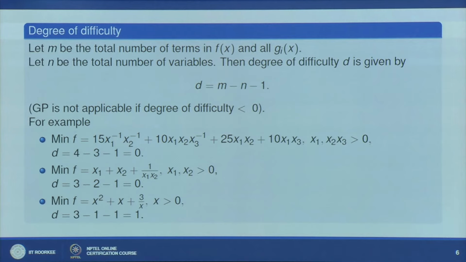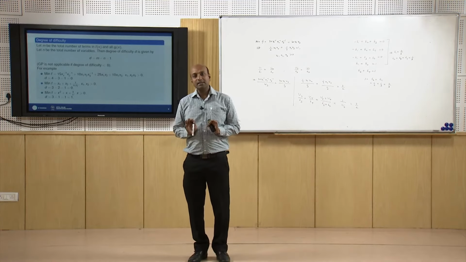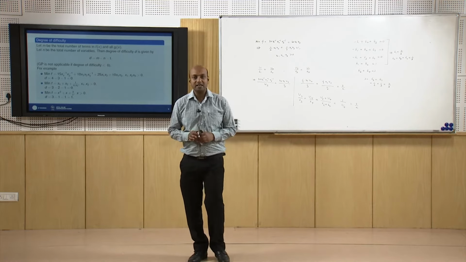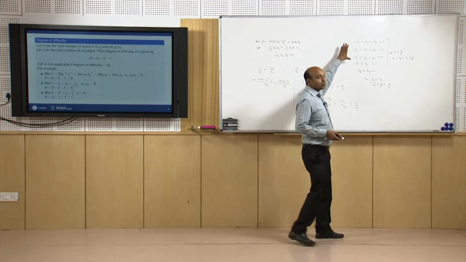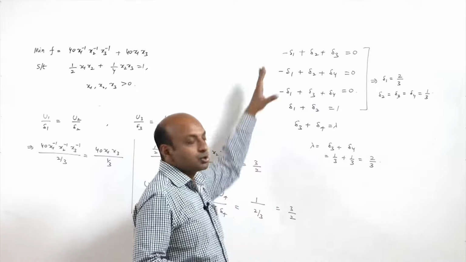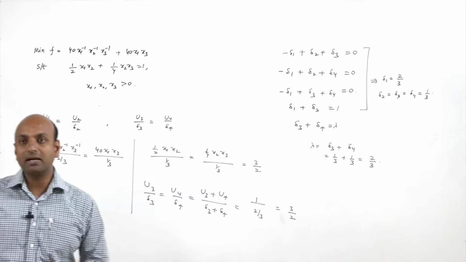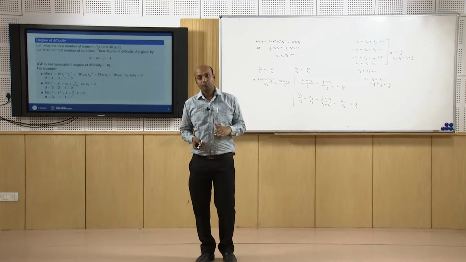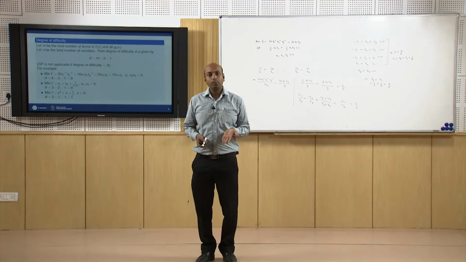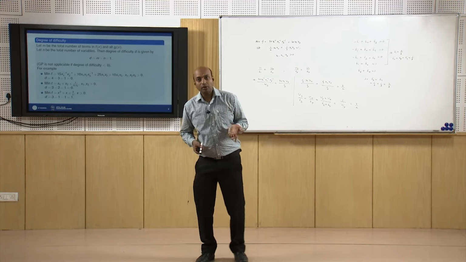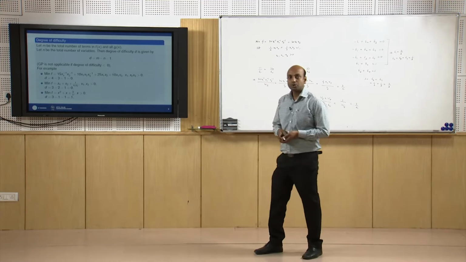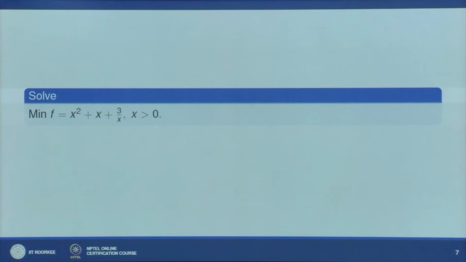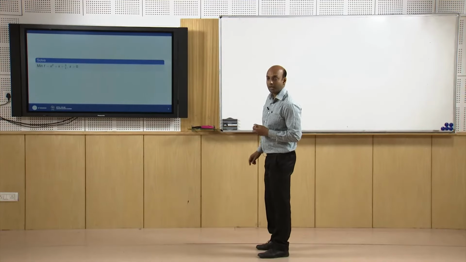Now, it is easy if your degree of difficulty is 0, because in that case we are having a unique solution if it exists. So, the right hand side of the inequality will have a fixed value. Now, if the degree of difficulty is more than or equal to 1, then how can we solve such types of problems? For illustration, let us discuss this problem. We already know that degree of difficulty is 1, because it is having 1 unknown with 3 terms. So, 3 minus 1 minus 1, that is 1.